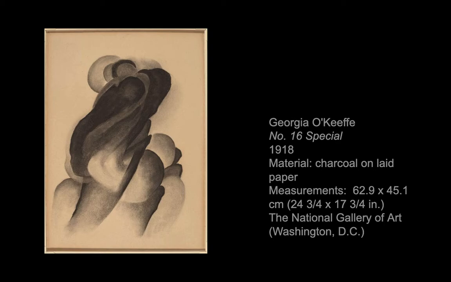This is an abstract drawing made by the American artist Georgia O'Keeffe titled Number 16 Special. O'Keeffe created this work using charcoal on paper. Even though the subject matter is abstract, when we look at this drawing, we cannot name the thing it is a drawing of. She's used different values to create the feeling of volume and mass in this work.